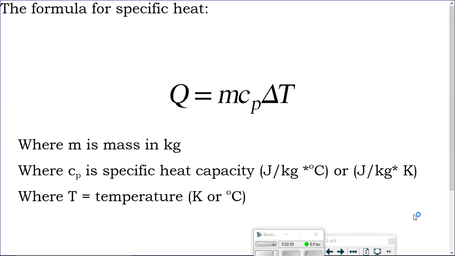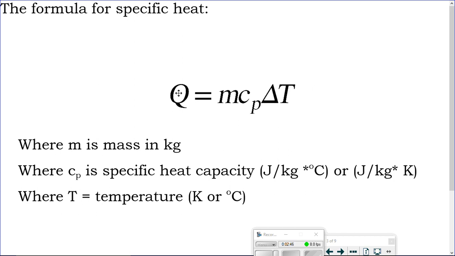So how do we get the amount of heat transferred to any object if we know an object's specific heat? The amount of heat transferred to a substance, which is capital Q, is going to be equal to the mass of that substance in kilograms times the specific heat capacity of that substance in joules per kilogram Celsius or joules per kilogram Kelvin times the change in temperature.